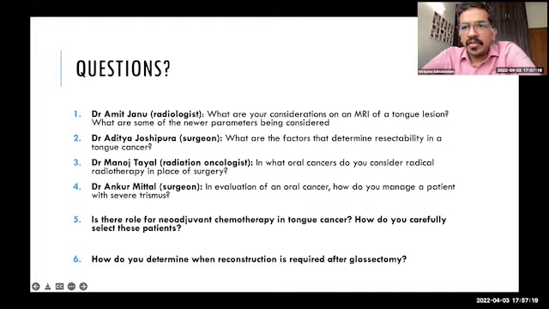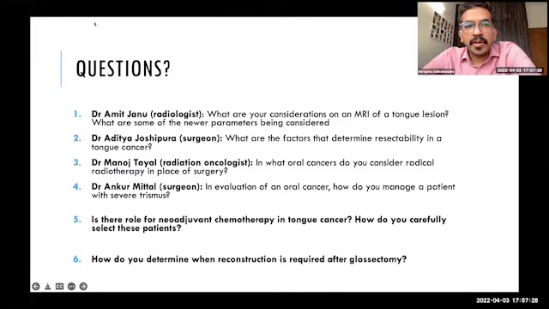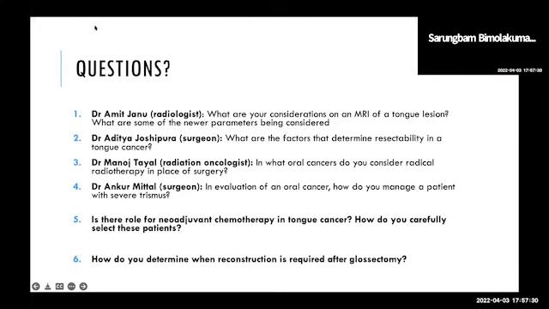Very well taken. So it's very important when we manage oral cancer.